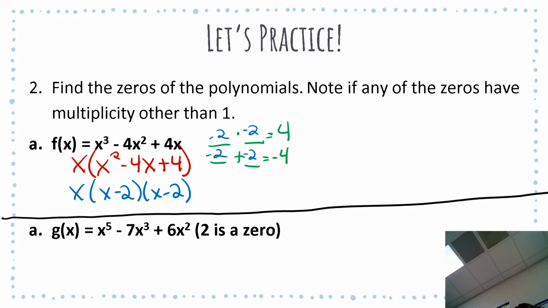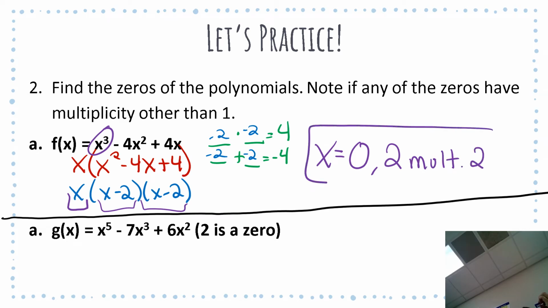All right, so how many zeros does this one have? Should have 3 because we got an x cubed. What does the x in the front get me? Just the 0. And then I have x minus 2 twice. So that means positive 2 happens how many times? Twice. So it has a multiplicity of 2. So that 2 that happens twice gives me my third 0.